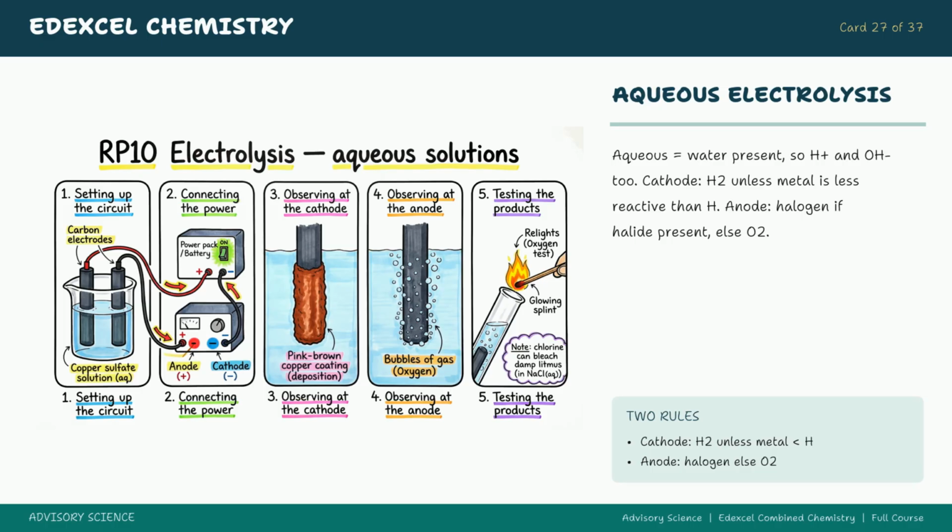Examiner tip: 2 rules to memorize. Cathode produces hydrogen unless the metal is below hydrogen in reactivity. The anode produces a halogen if one is there, otherwise you get oxygen. So less reactive than hydrogen, metal wins. If a halide is present, halogen wins.